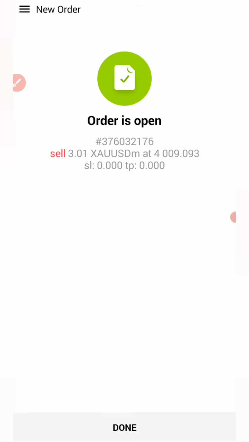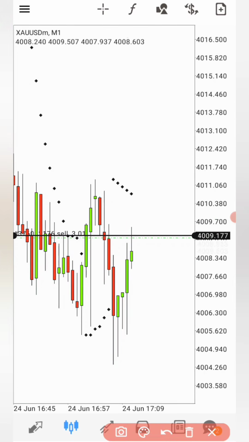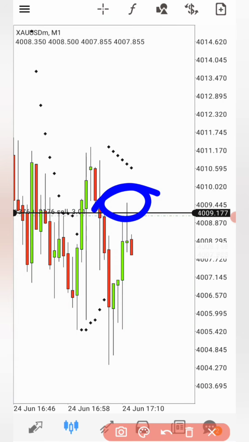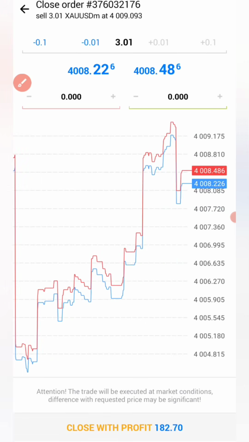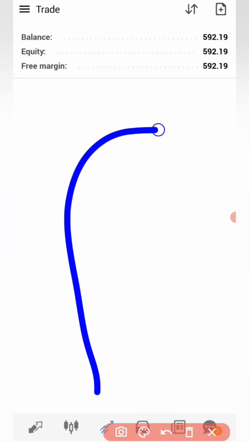So right now we're entering a short trade right here. The reason we're entering this short trade exactly right here is, if you look, when gold was going down, it left this gap that we have right here. So gold came back exactly to this level and started to reject this level, now giving us very good profit that we're making right now, over $200 in profit, now raising our account to $592 in just a very short time.